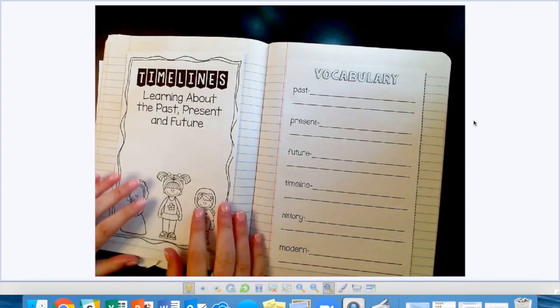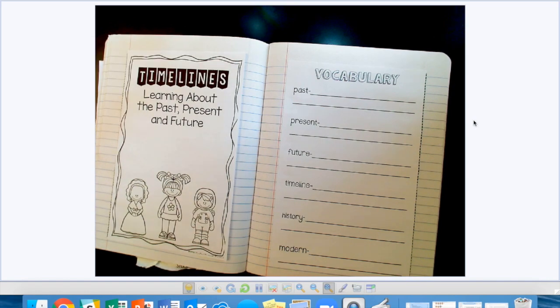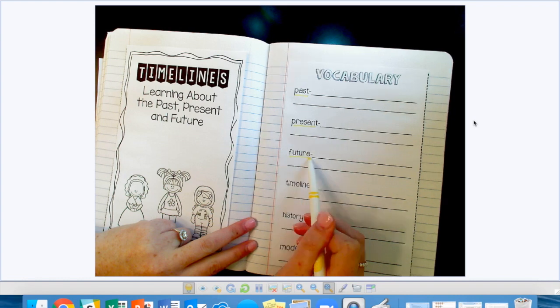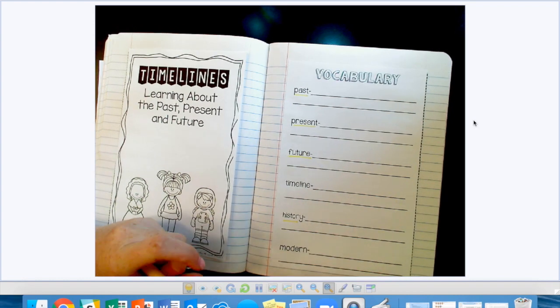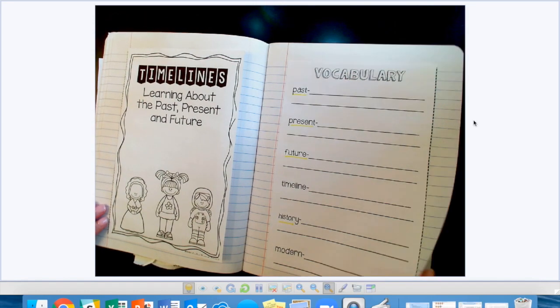Learning about the past, present, and future. The first thing you can do is fill in definitions for the past, present, future, and history as you're reading. Okay? So here we go.